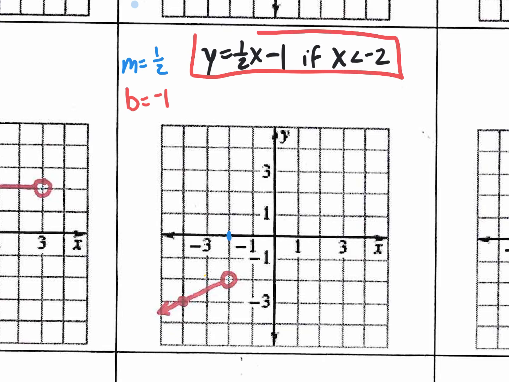Now let's state the range. The range are your y values. And since we're only looking at this piece of the line y equals 1/2 x minus 1, what y value is it at, and is it above that y value or below that y value? It's y is less than negative 2. Thank you so much, Daniel. Y is less than negative 2. That is the range.